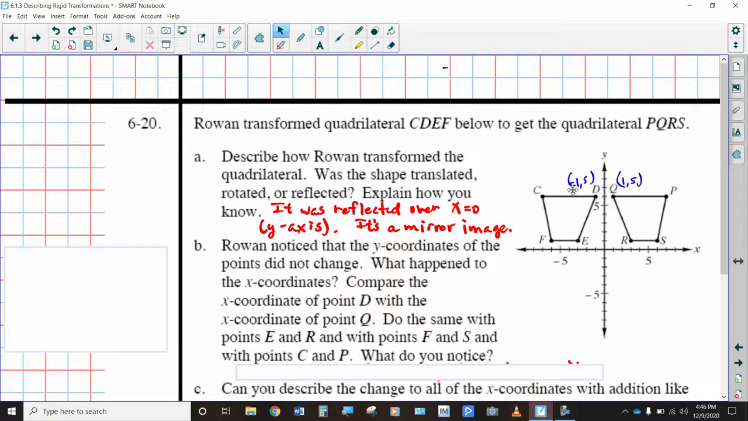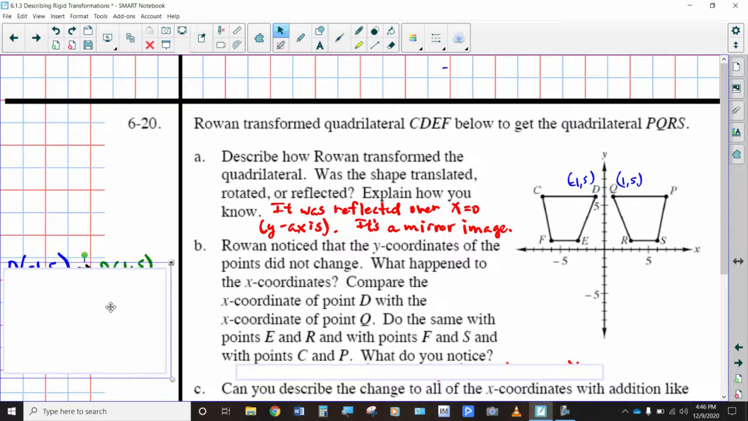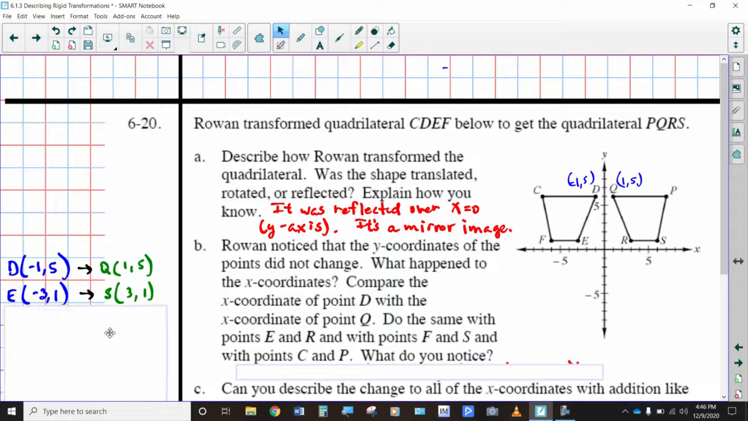All right, so what appears to be happening with all the x coordinates? You can kind of see it here. Point B was negative 1, 5, and its image after reflection was positive 1, 5. Point E was negative 3, 1, and after reflection, its image is at 3, 1.